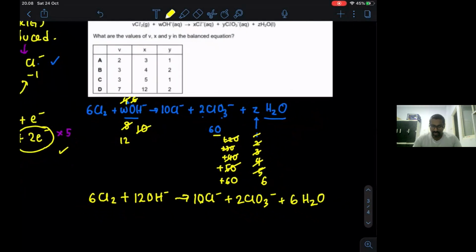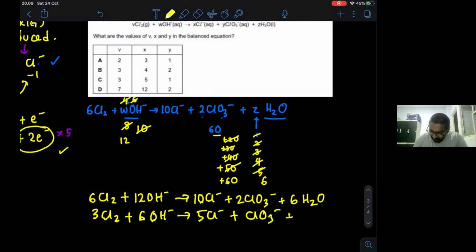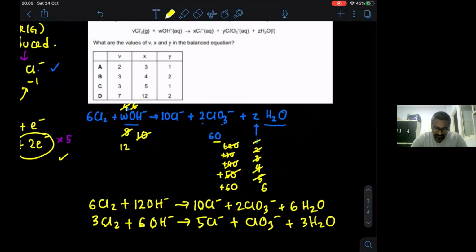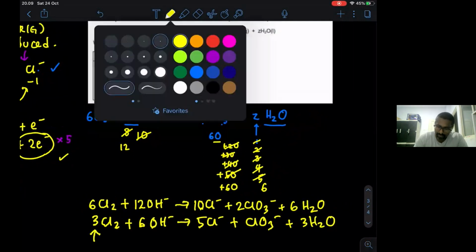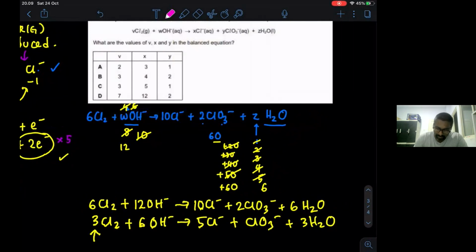If I look over here, I can simplify this, divide everything by 2. When I divide by 2, I will get 3Cl2 plus 6 OH minus gives 5 Cl minus plus ClO3 minus plus 3 H2O. So they want the V, X, and Y. The V is 3, and then the X is going to be 5. 3, 5. And what is going to be your Y? Y is going to be 1. So this is going to be C.